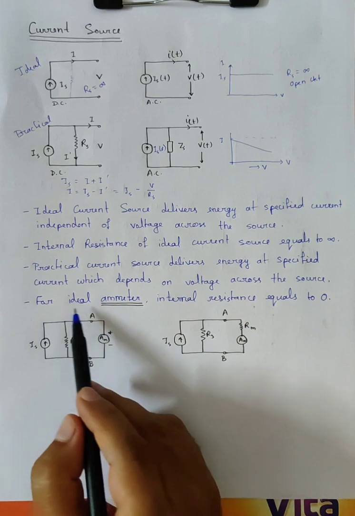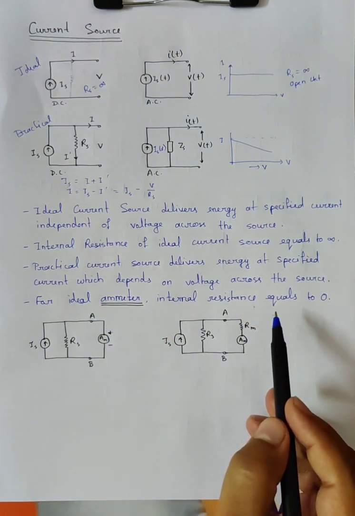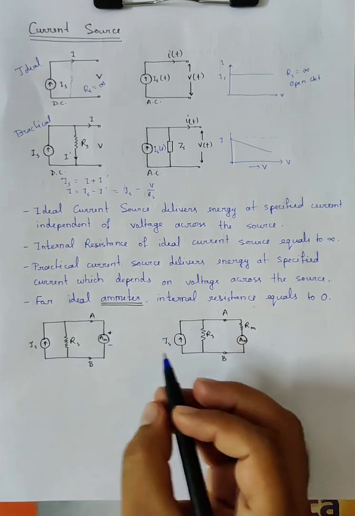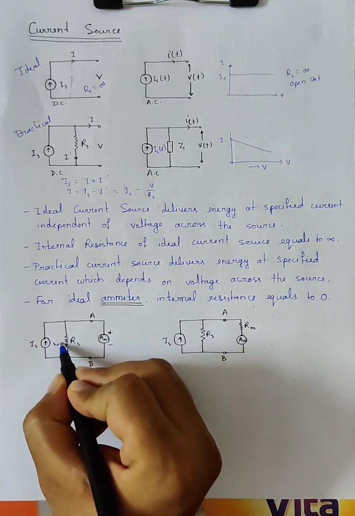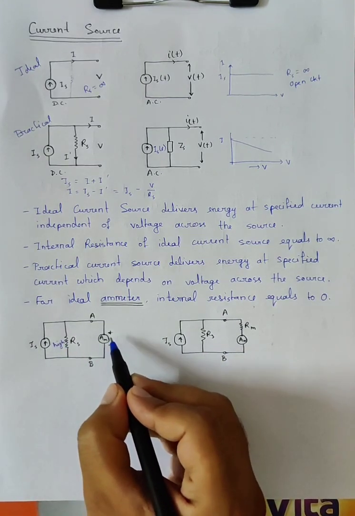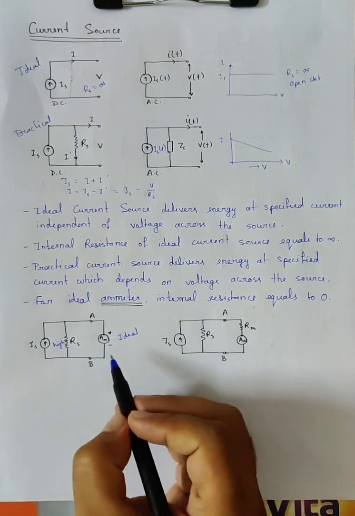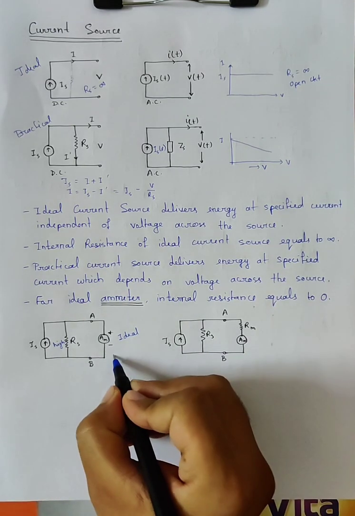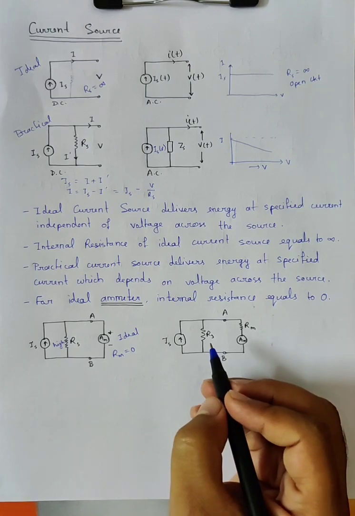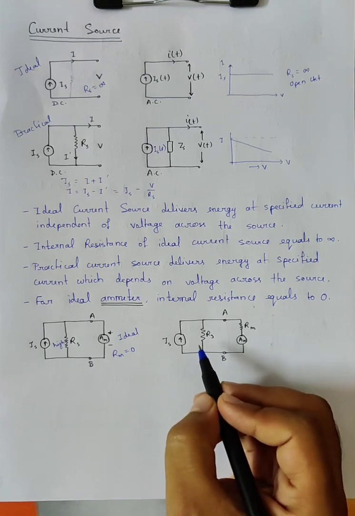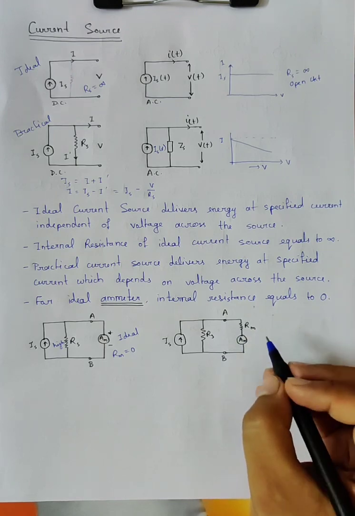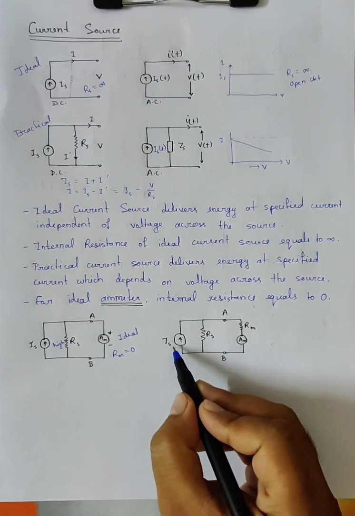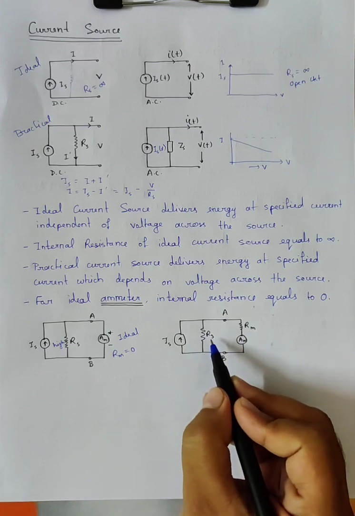Now we will discuss the ammeter. For ideal ammeter, internal resistance equals 0. This is the current source IS, source resistance RS, which is very high. This is an ideal ammeter with internal resistance Rm equal to 0. Now this is a practical ammeter with a certain value of Rm, and this is current source IS with a source resistance RS in parallel.